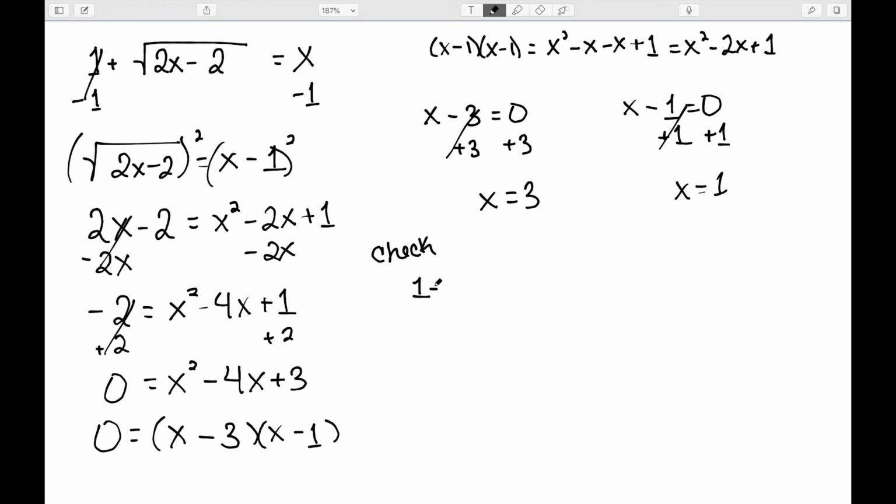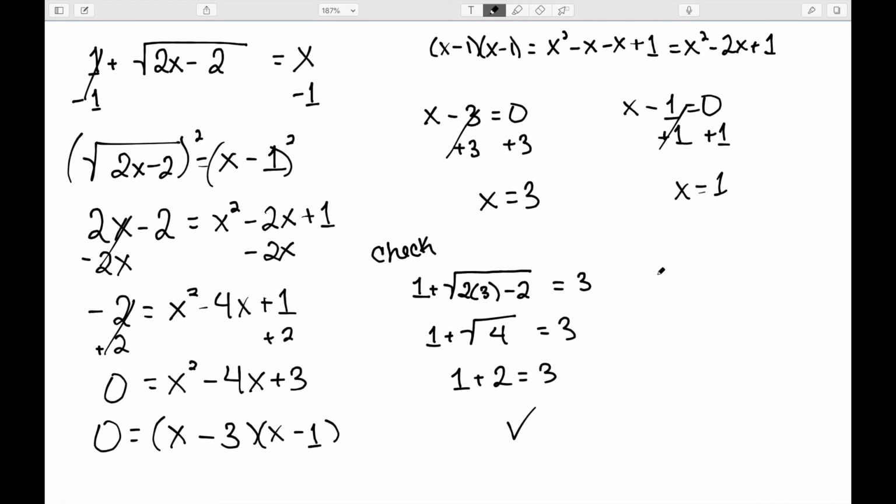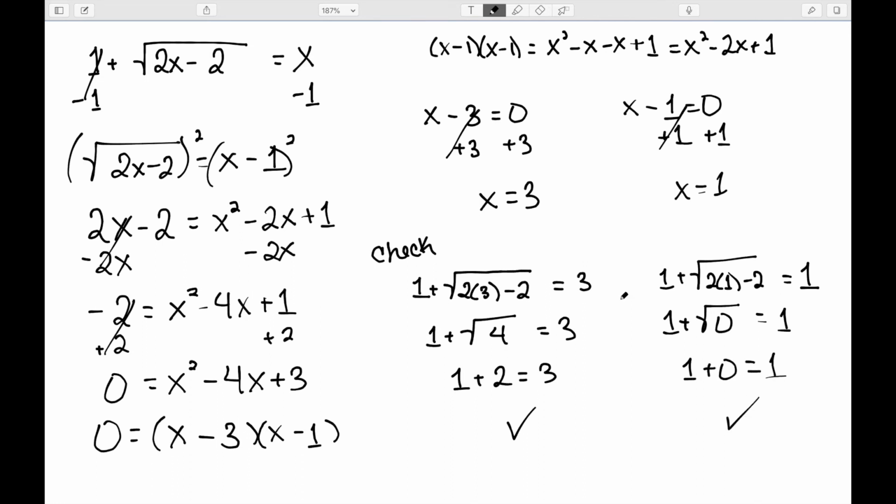So the original equation said 1 plus the square root of 2 times x minus 2 is equal to x. So this is 1 plus the square root of 6 minus 2, so that's 4. The square root of 4 is 2. So yes, x equal to 3 is a solution. If I do the other side, 2 times 1 minus 2. Well, 2 times 1 is 2, minus 2 is 0. The square root of 0 is 0, so yes, both of these are in fact solutions to this equation.